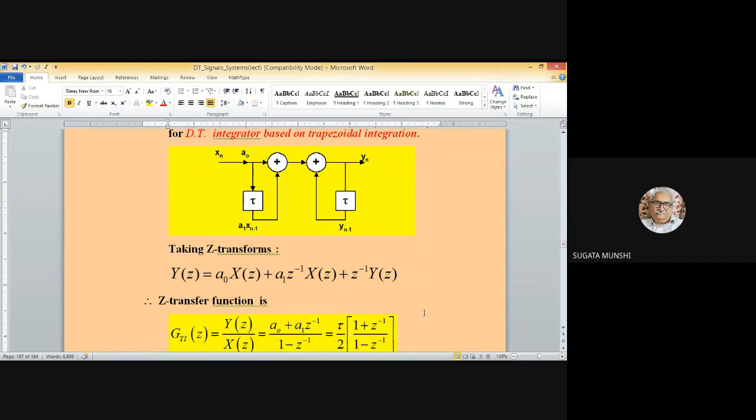Now here, proceeding in a similar manner as we did in the case of the rectangular integrator, what will be the approximate relation between S and Z? 1 by S, if you compare it with this trapezoidal integrator transfer function, will be approximately equal to tau by 2 times that function. Or S will be approximately equal to just the reciprocal, 2 by tau times 1 minus z to the power minus 1 divided by 1 plus z to the power minus 1.